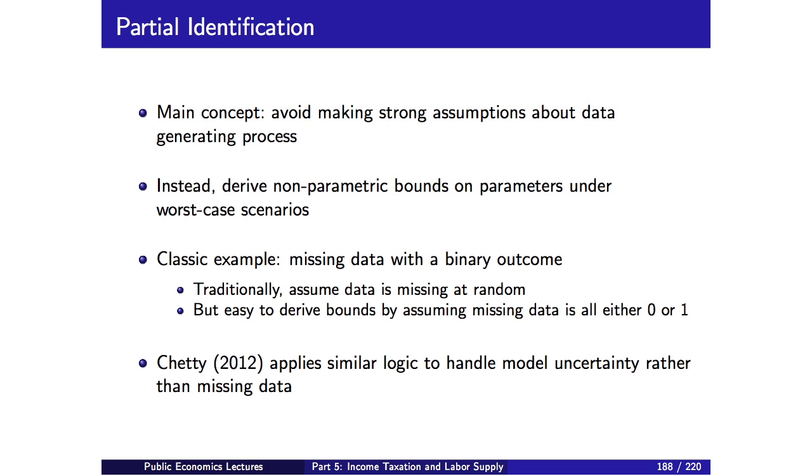So the main concept of the partial identification literature is to avoid making strong and untestable assumptions about the data generating process. That's the way Manski and Tamer and others have been thinking about it. So instead of making a specific assumption about the way in which the data is generated, you derive non-parametric bounds on parameters under worst case scenarios. So you can see why this fits very much, in terms of methodological style, with the type of stuff we've been talking about in this class, which is all about reducing the number of assumptions that you're making in order to derive conclusions, right? And this is the empirical analog of that.